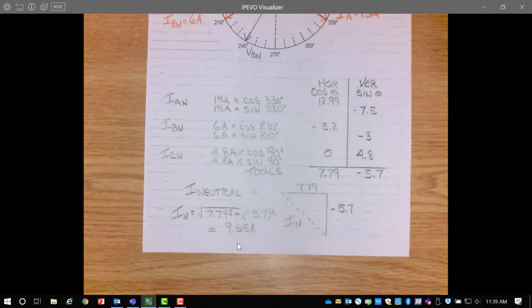Hopefully this helped you with the parts of this question that you need to understand to be able to figure it out. That's it.